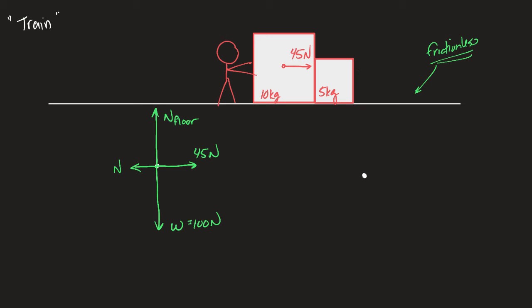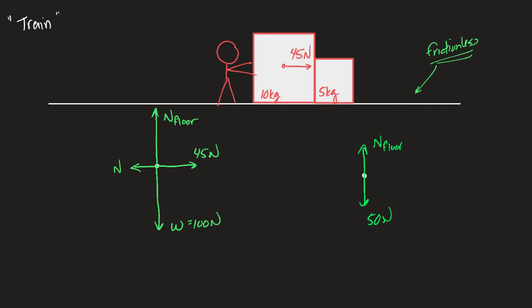The other box has a series of forces acting on it. There's a weight downwards, which is less, 50 newtons. There's a normal force from the floor upwards, probably also 50 newtons. I don't think the box is accelerating downwards or upwards.